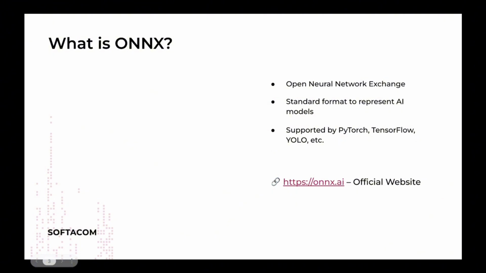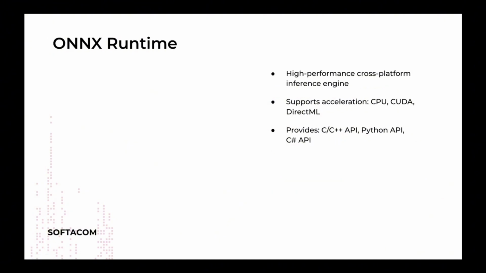ONNX is a file format for machine learning models. It allows models trained in one framework, like PyTorch, to be used in other environments. It's like a common language for AI models. And ONNX Runtime is an engine for running machine learning models efficiently. It supports many types of models and works on different platforms. We use it because it runs models quickly. It works with models created in different frameworks, like PyTorch or TensorFlow. It's actively supported and used in production by many companies.